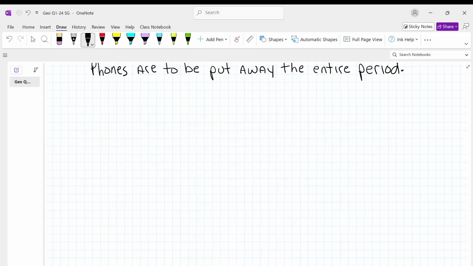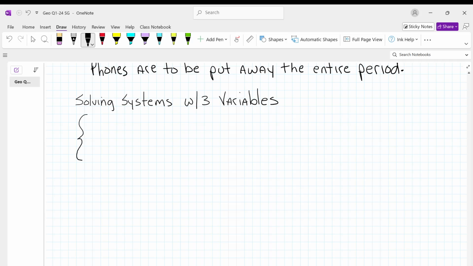All right, so today we are going to be solving systems with three variables. Solving systems with three variables. So here's a couple of examples. We've got three equations here.